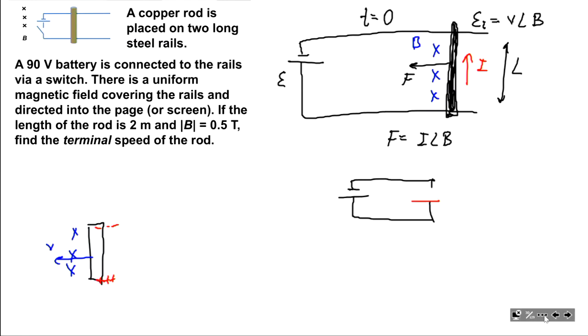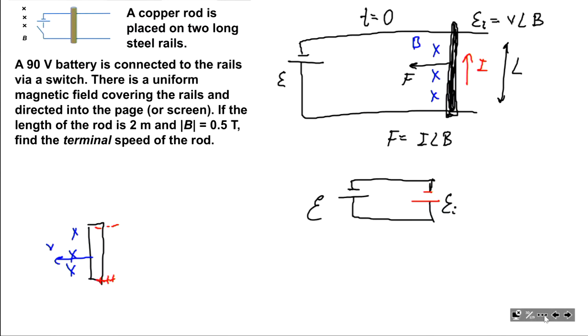Which would make this battery generating its own current opposite to the initial current. So if the rod travels faster and faster, the induced EMF would be higher and higher. From zero, eventually it would reach the same magnitude as the external EMF. And what would happen? They would cancel each other.